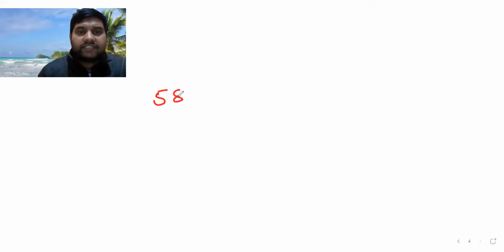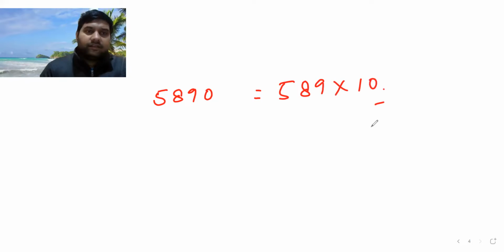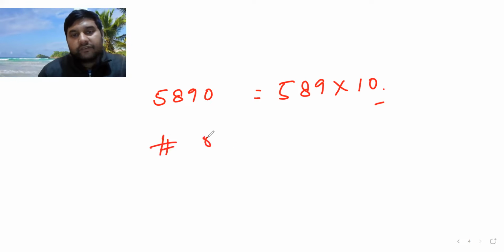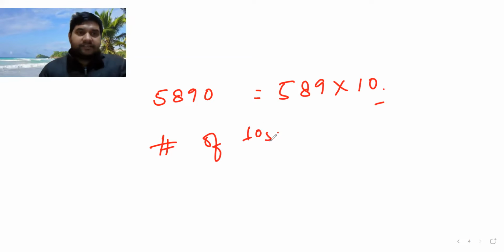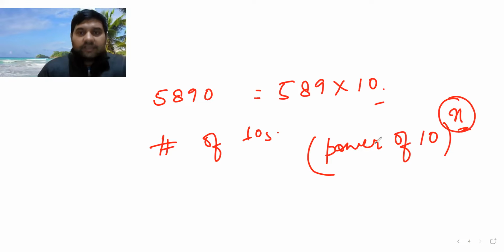Now let's get into what it means. For example, if there is 589, 5890, we can write this number as 589 into 10. So the number of zeros in any number is nothing but the number of tens in that number. What is the power of 10 in that number? That will give you the number of zeros.